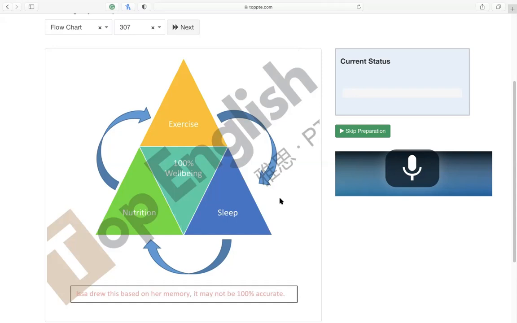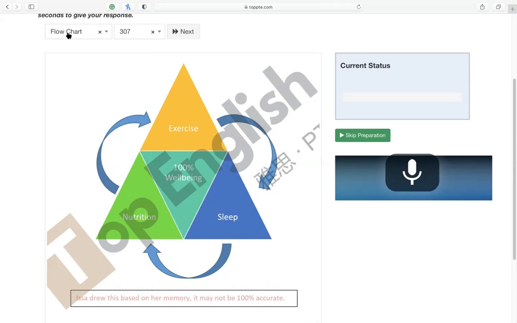On the screen, I can see many color, blue, orange, green, sky blue. On the screen, I can see sleep. On the screen, I can see nutrition. On the screen, I can see exercise. On the screen, I can see 100% well-being. Overall, the picture is very informative. Okay. Yes. Good try.